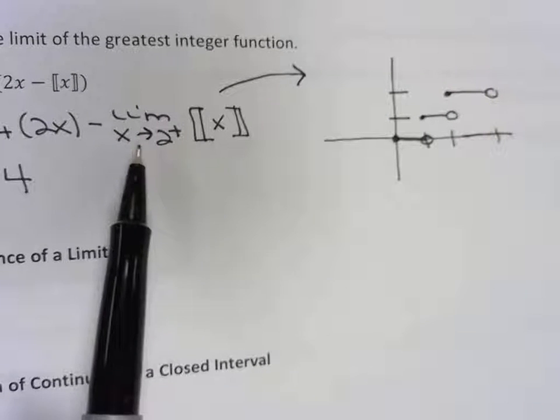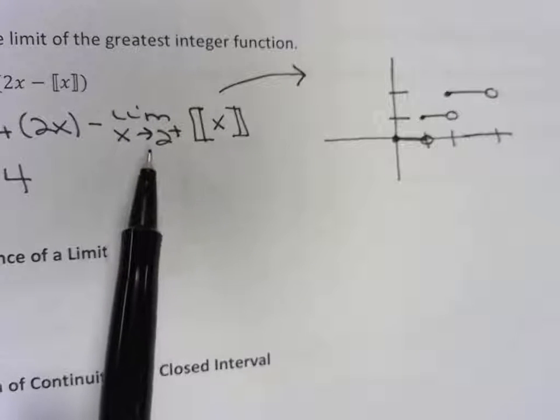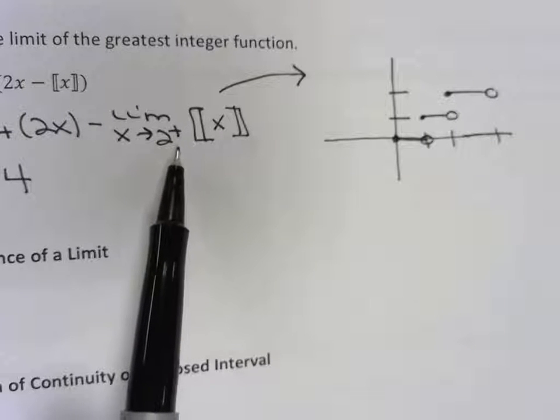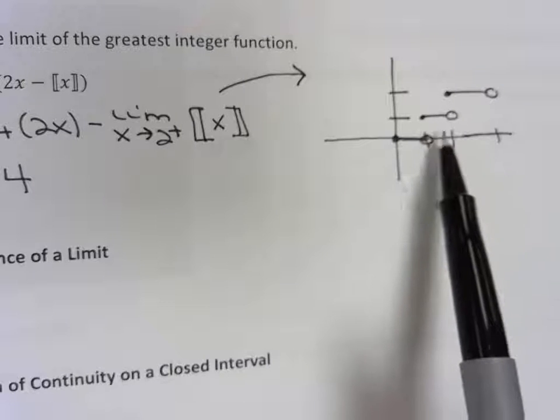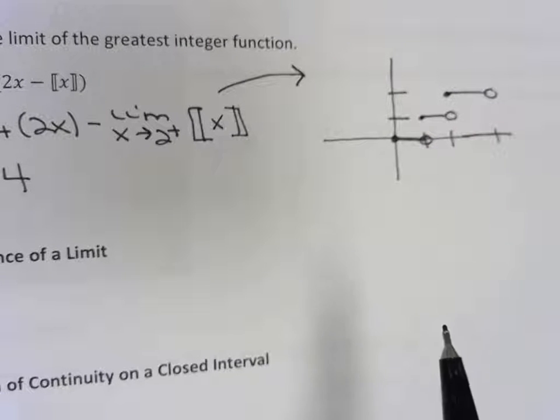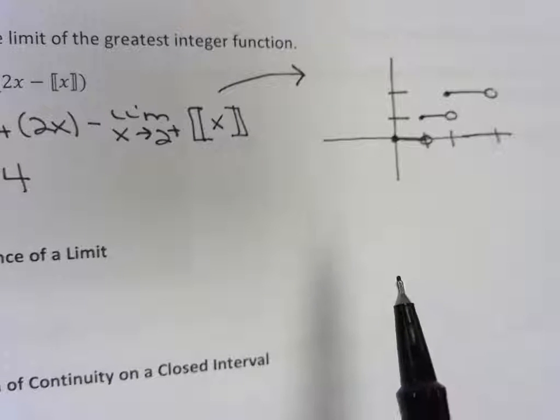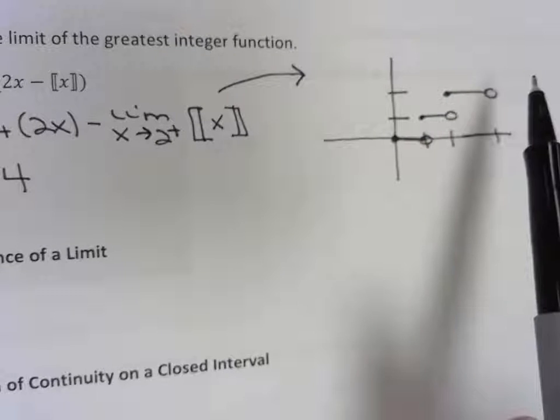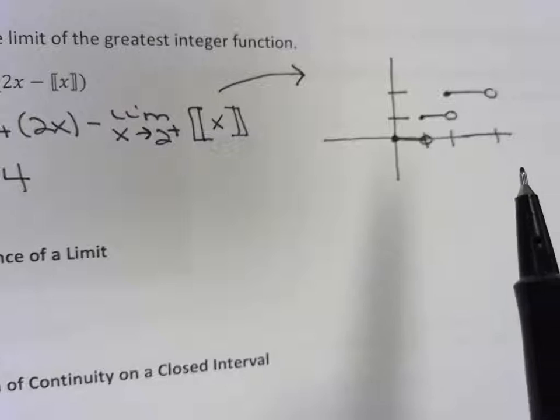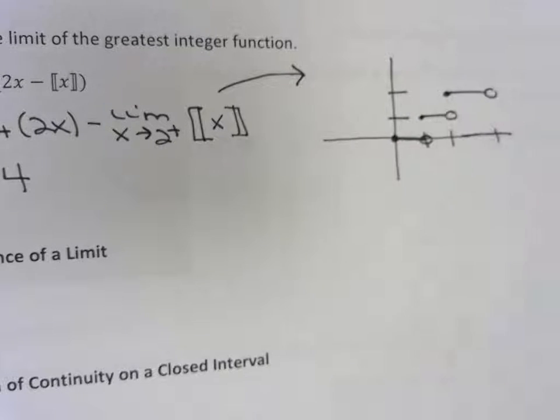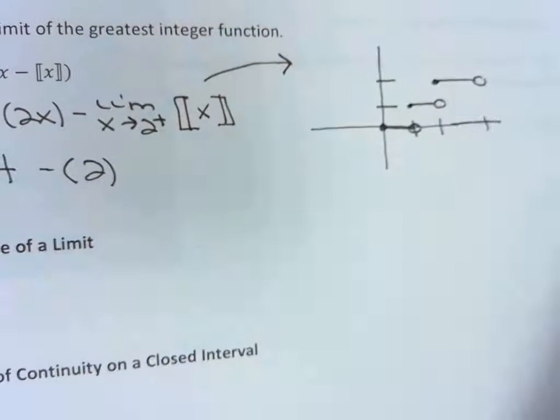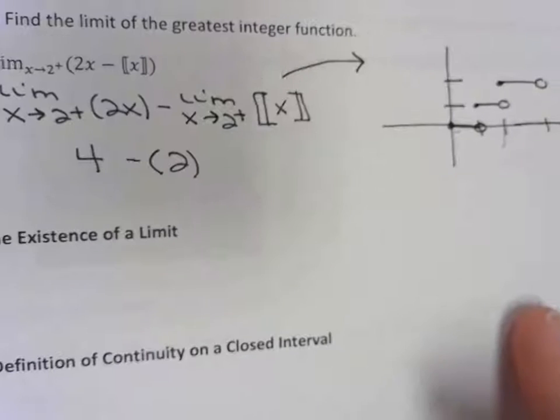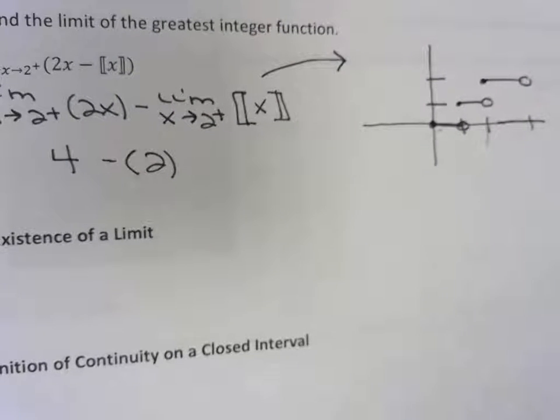I want to know what is the limit as x approaches 2 from the right. So here's my greatest integer function, the graph. As I approach 2 from the right, what is my y value approaching? It's from the right because of the plus. So as I look at when x is 2 and I'm approaching from the right, my y value is 2. So it's just 2.